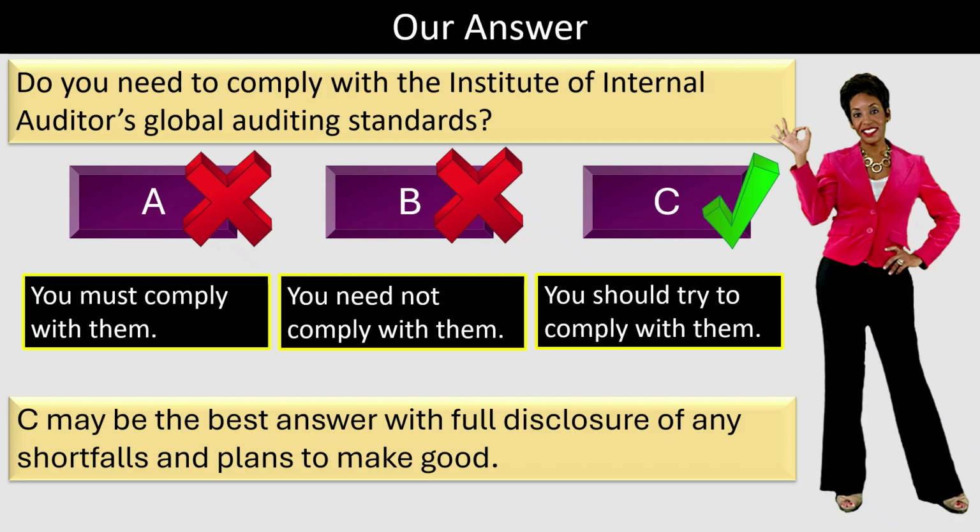The reason C may be the best choice is that all teams should seek to comply, or they must disclose those aspects where they fall short and have a sensible plan in place to get up to speed. Moreover, the board and audit committee, along with regulators, will not be impressed where there are gaps.